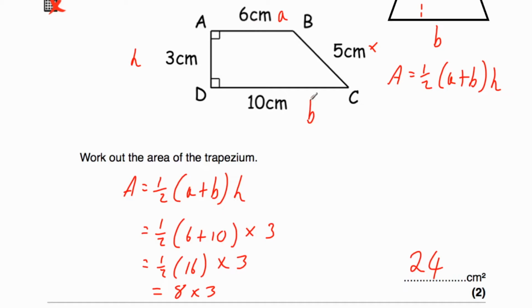And that's it. So to find the area of this trapezium, we've added together the lengths of the two parallel sides, so 6 plus 10. We've halved that to get 8, and then we've times by the height, which is 3, and 8 times 3 is 24. So the area of this trapezium is 24 centimetres squared.